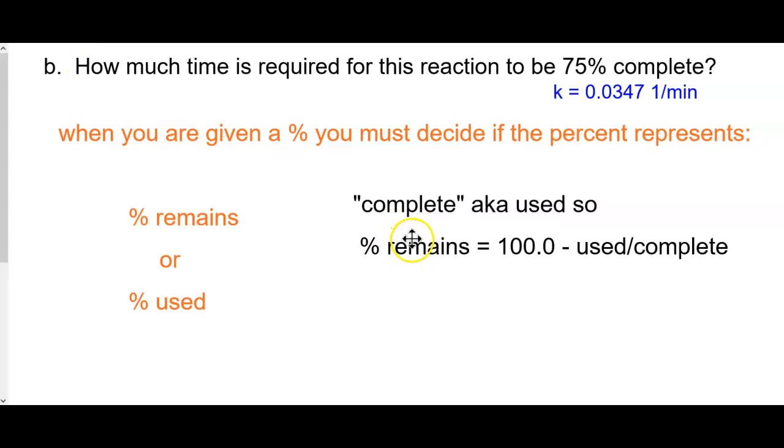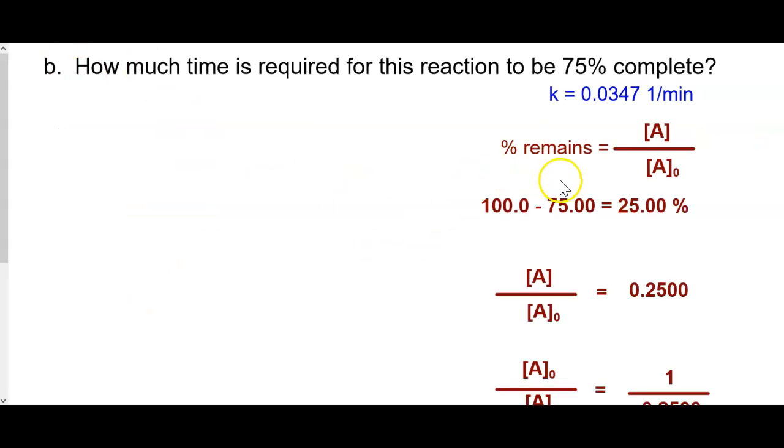So we have to figure out what to do to get to our remains. So remains is 100 minus used or complete. To get to the amount of remains, if we know how much is left over, we take the 100% that we start with, or 100 that we start with, and subtract what we used, then we know how much is left over. So we're going to take 100 minus 75, and we have 25%.